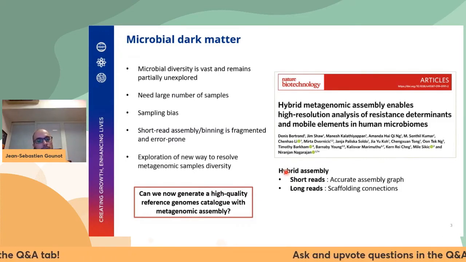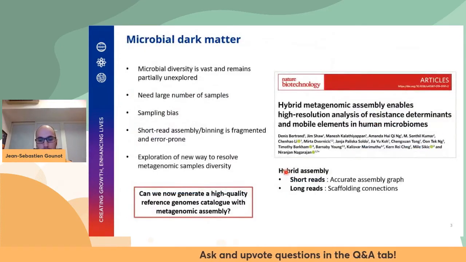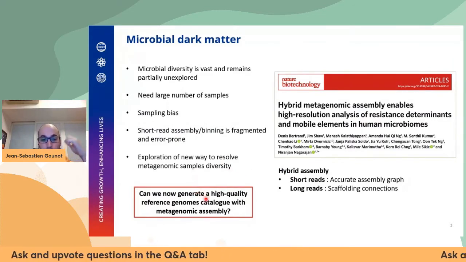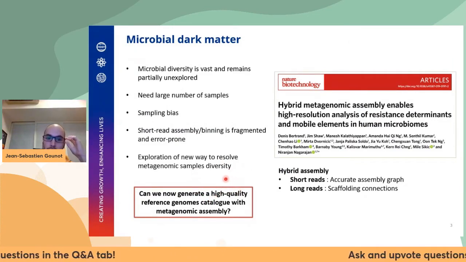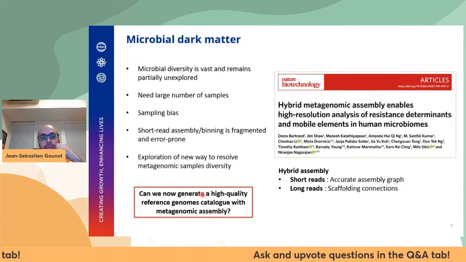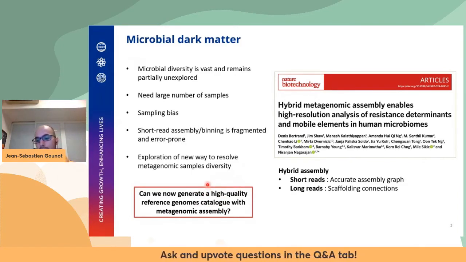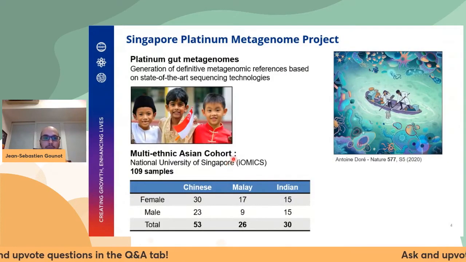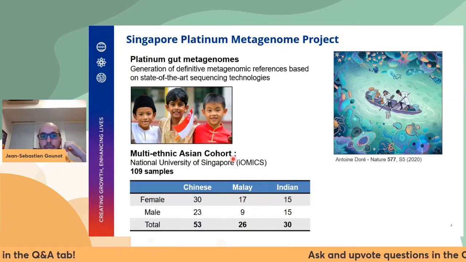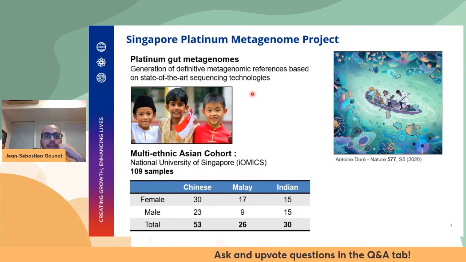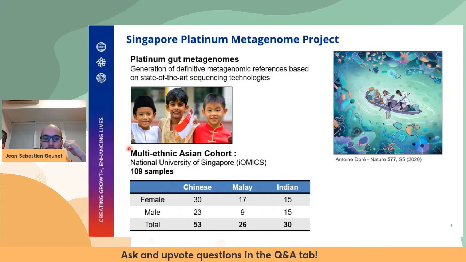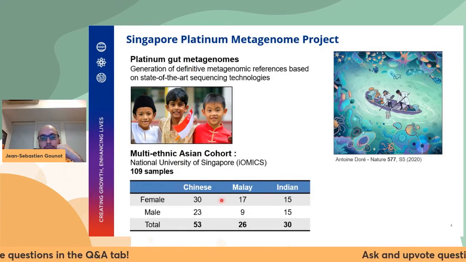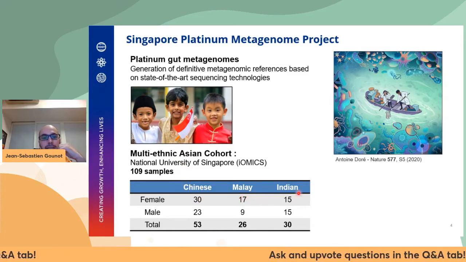The next step after publishing this in my lab was how we can use these hybrid assemblies to generate a high quality reference genome catalog for a metagenomic population. In our case, we've been looking at the Singaporean population, where my lab is from. Singapore is very interesting because it's a multi-ethnic population. It's composed mainly of 3 different ethnicities: Chinese, Malay, and Indian.